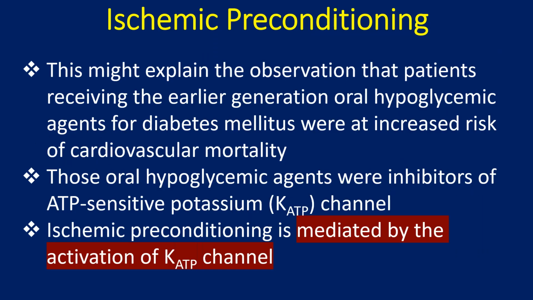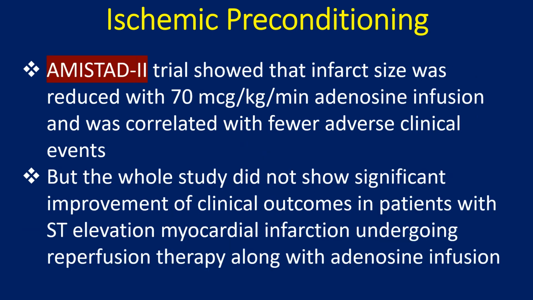This might explain the observation that patients receiving the earlier generation oral hypoglycemic agents for diabetes mellitus were at increased risk of cardiovascular mortality. Those oral hypoglycemic agents were inhibitors of ATP-sensitive potassium channel. Ischemic preconditioning is mediated by the activation of KATP channel.